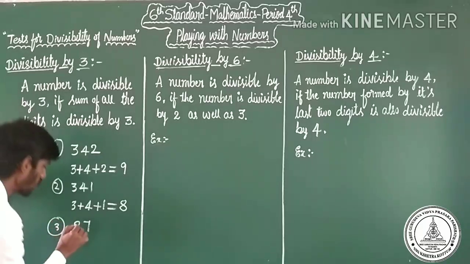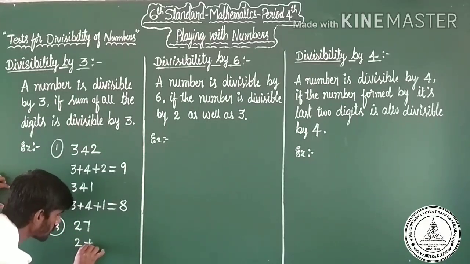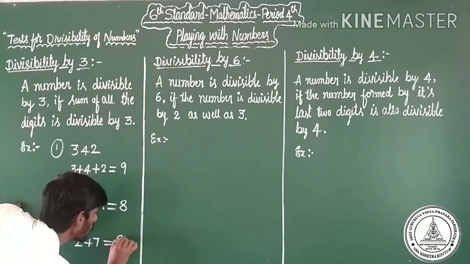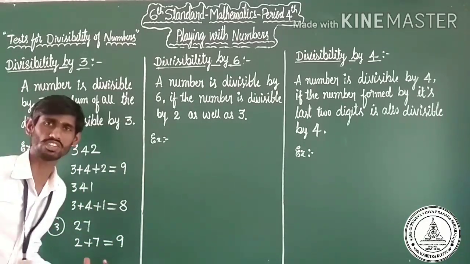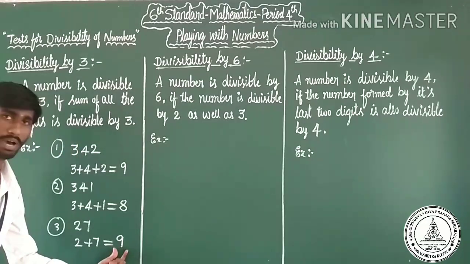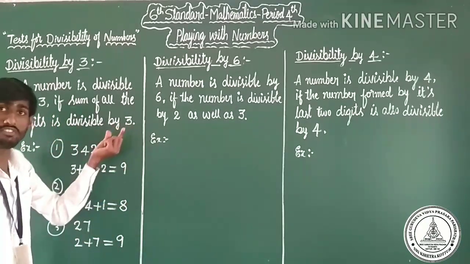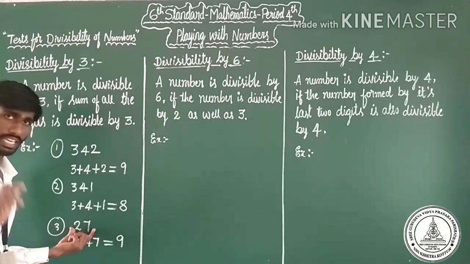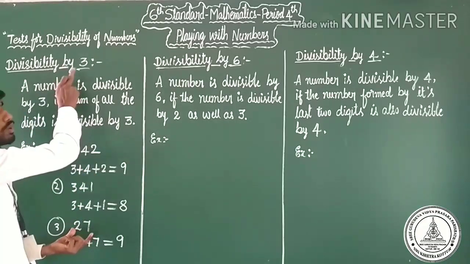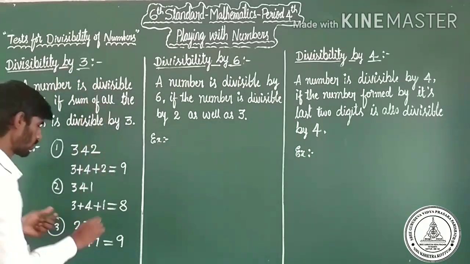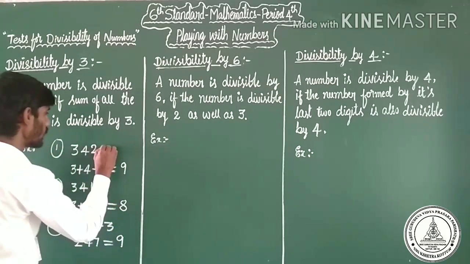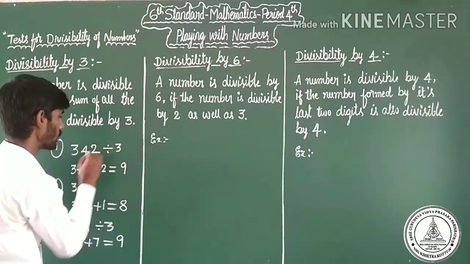Let us check. 2 plus 7 is equal to 9. Is 9 a multiple of 3? Of course, it is a multiple of 3. That's why 27 passes the divisibility rule by 3. Are you clear, Choto? It is also divisible by 3.